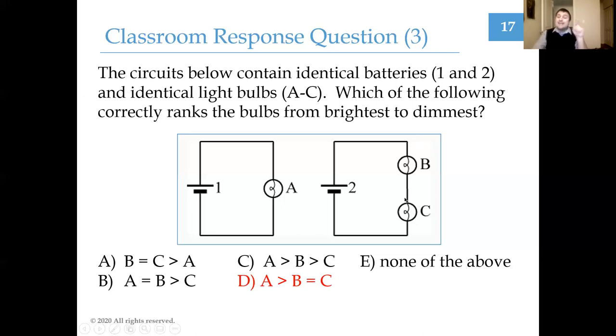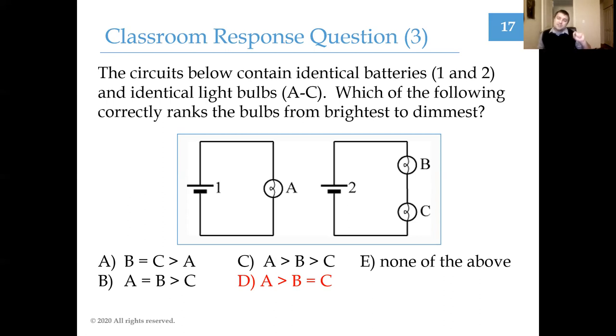In this case, for a single loop like this, we cannot have the current flow speed be different. I can't have it flowing, say, 10 meters per second through B and 5 meters per second through C. That would violate our continuity assumption, which was very important when we were talking about fluids. So if there are two obstructions in a pipe like this, the fluid flow is the same through those two obstructions. Here, the current flow is the same through bulbs B and C, therefore they are the same brightness.